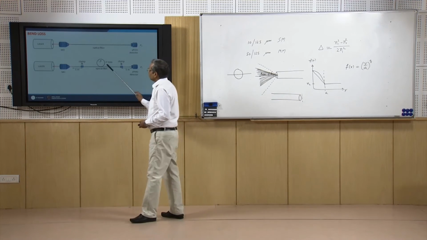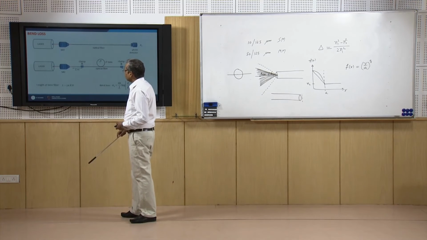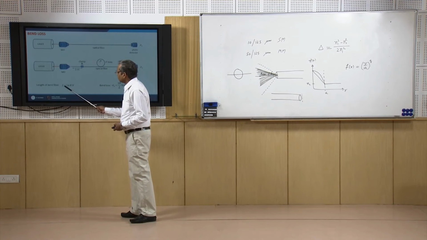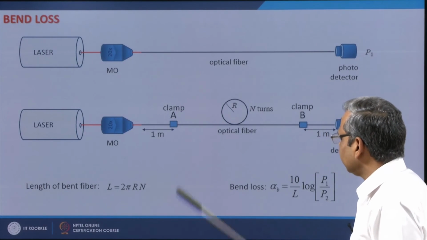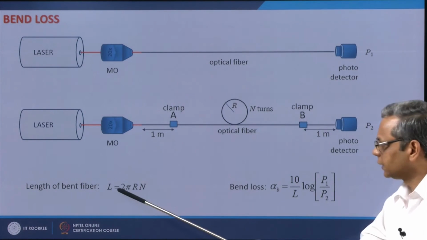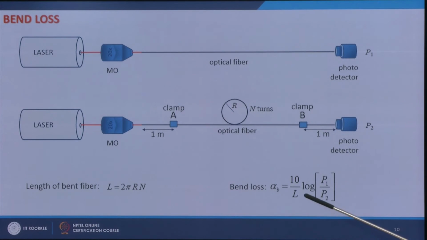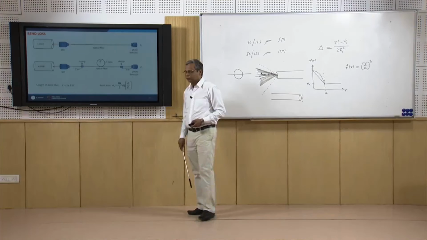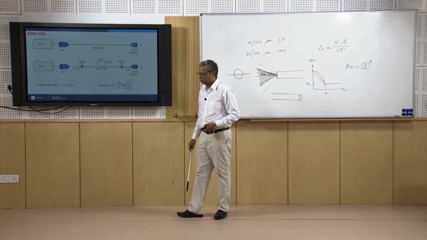Now, what is the length in this bent fiber? Length of the bent fiber is 2 pi r times n, and so the bend loss can be calculated now as alpha b again in dB per kilometer. If you express this L in kilometers, it is equal to 10 by L log P1 over P2. So, with the help of this you can find out the bend loss.